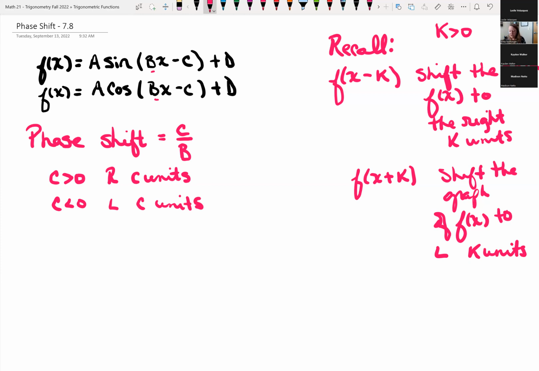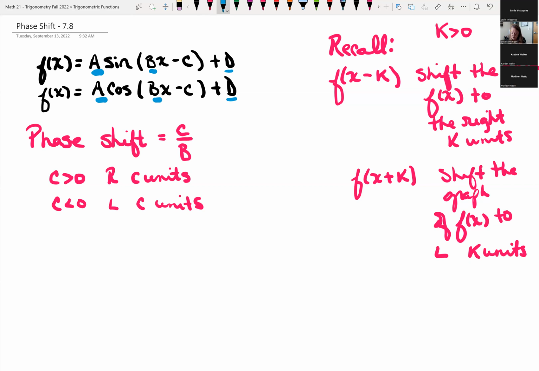That coefficient of A that's in front of our sine or our cosine, that's still going to give us our amplitude, so how much we're stretching it vertically. This D, adding that constant outside of our trigonometric function, that's still going to be shifting our function vertically. And that B in here, this is still going to affect our period.